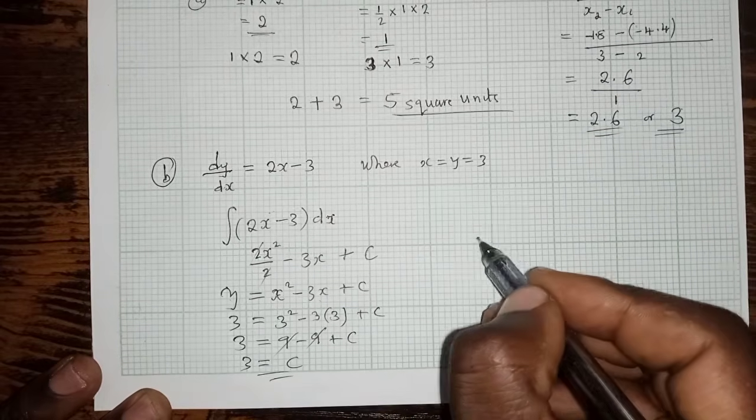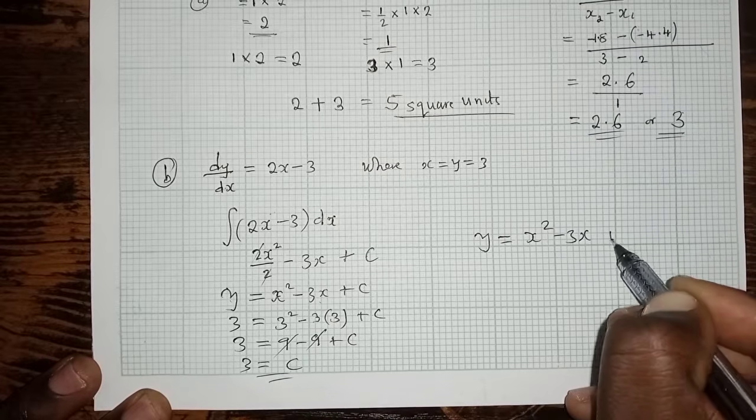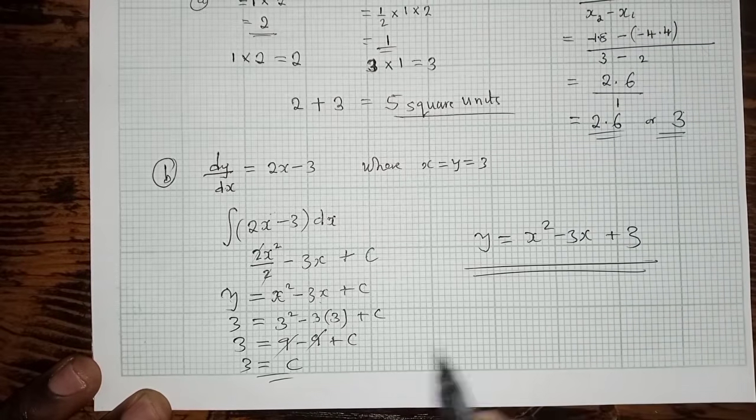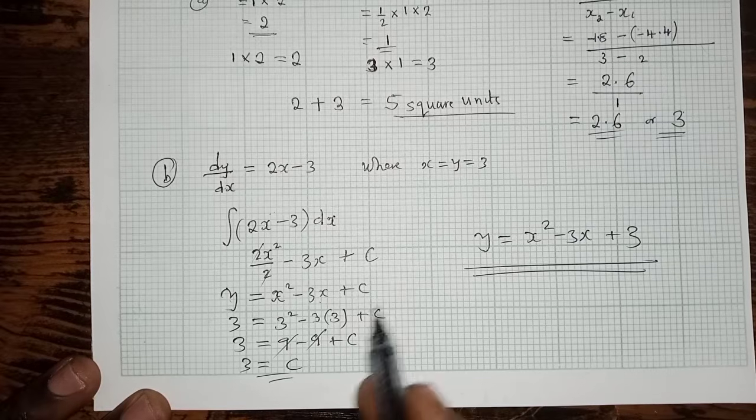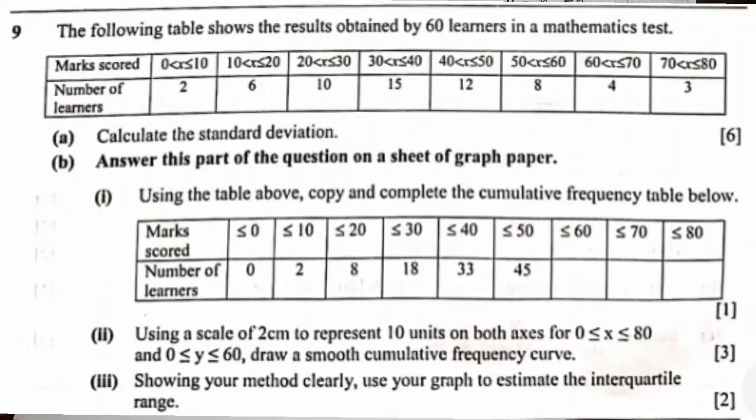So we come to this point where we say y is equal to x squared minus 3x plus 3, because our c is equal to 3, and this is the solution. Okay, so we move on to the next question.